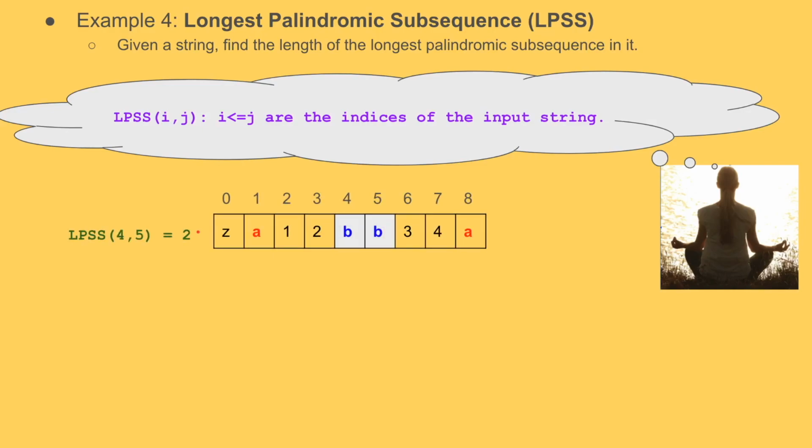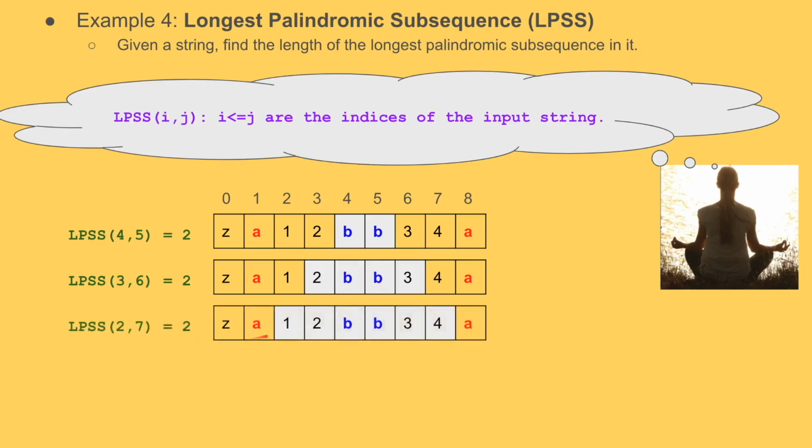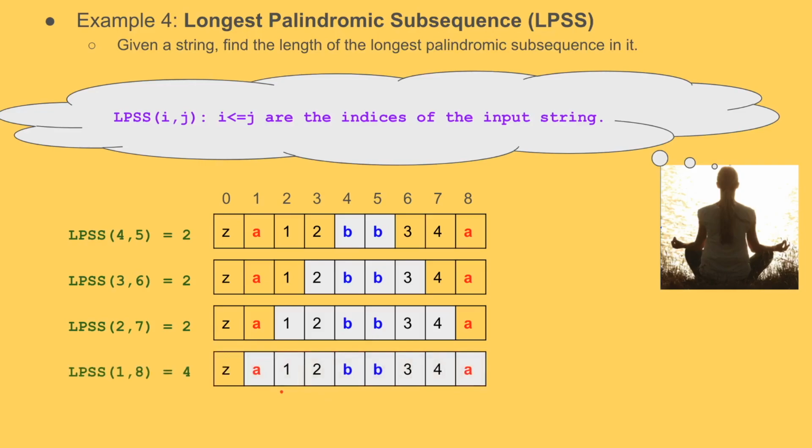So now, for example, I can write LPSS of 4 and 5, from index 4 to 5, is 2. LPSS of 3 to 6 is still 2 because I only have a subsequence of length 2. If I go from 2 to 7, it's still 2. But if I go from 1 to 8, then the value would be 4 because it includes the subsequence of A, B, B, A. So finding out that this is the real cost function, it really came from the palindrome nature where you have to go from both sides to find out if something is a palindrome.